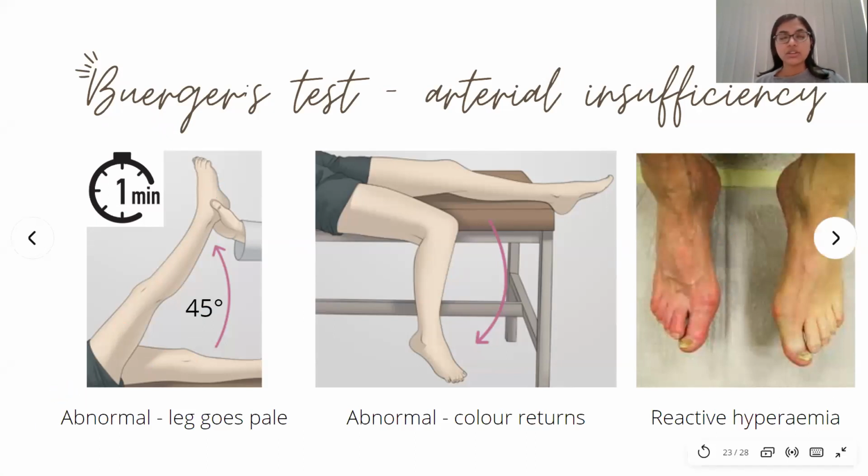Ask the patient to relax their legs, lift their legs up to a 45-degree angle and hold it for about a minute or two. Normally, for people who don't have peripheral vascular disease or arterial insufficiency, the leg will remain pink, but if they do have it, it will go pale. Once that happens, ask the patient to sit up, hang their legs to the side, and the color should return. When the color returns, it might turn very red, which is known as reactive hyperemia. That's the sign you're looking for if they have arterial insufficiency.